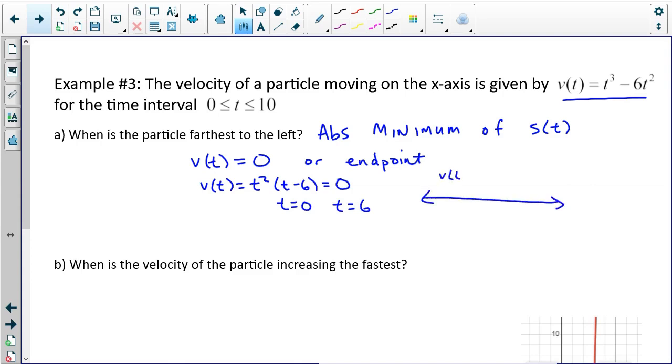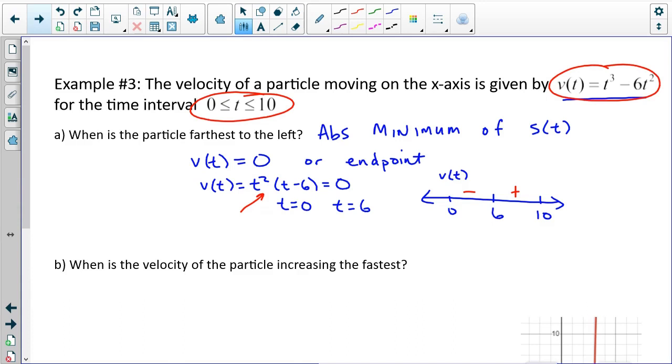Let's make a sign chart of v of t. I have 0, 6, and 10. The reason why I'm capping it at 0 and 10 is because I have boundaries for this function. So between 0 and 6, the velocity is negative when I sub values into my velocity. And it's probably easier to sub them in after it's factored. When I sub in values between 6 and 10, it's positive.